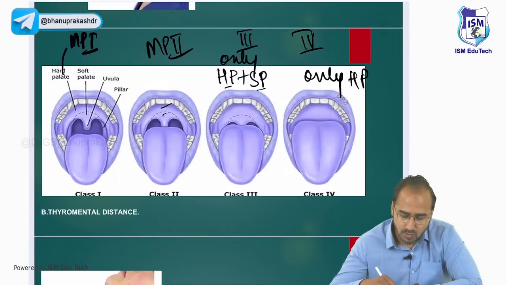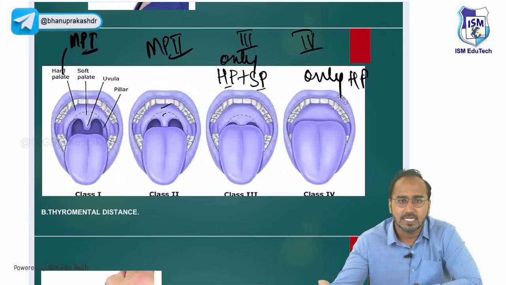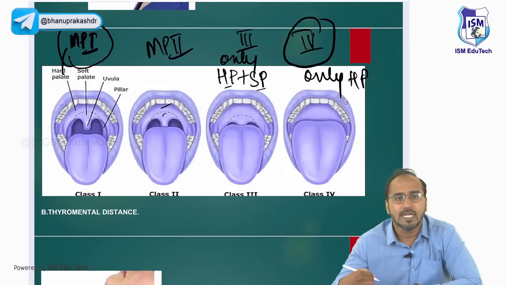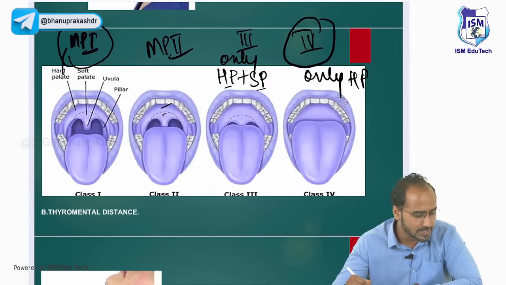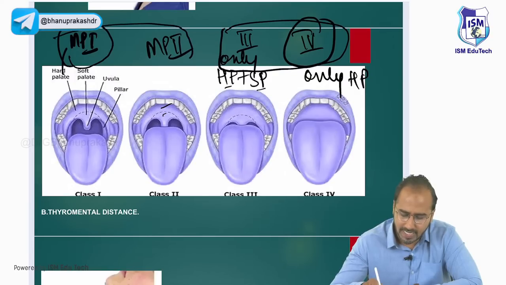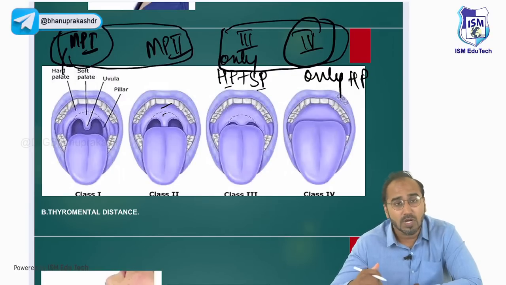Class 1, you can see there is a lot of space for us to put the tube, whereas in class 4, there is no space. So with the diagram, you can get it. Class 1 is a case of easy intubation. Class 4 is a case of difficult intubation. So remember, guys, 3 and 4 both are difficult. 1 and 2 both are regarded as easy. There is one more class, guys.